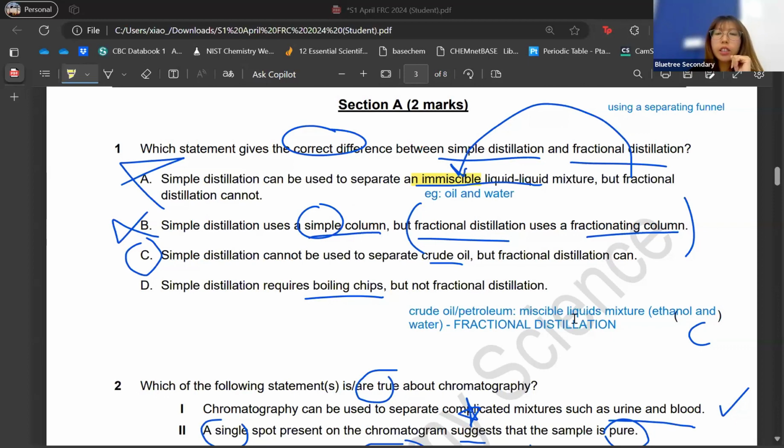Okay, fractional distillation is used to separate miscible liquids. Miscible means the liquids mix well with each other, for example, ethanol and water. So this is one main difference.